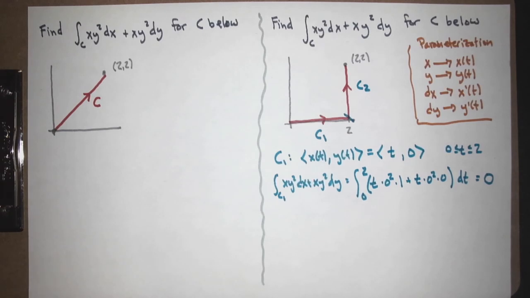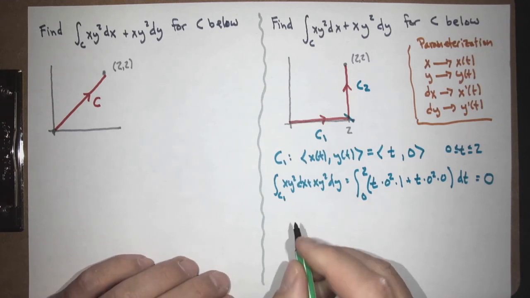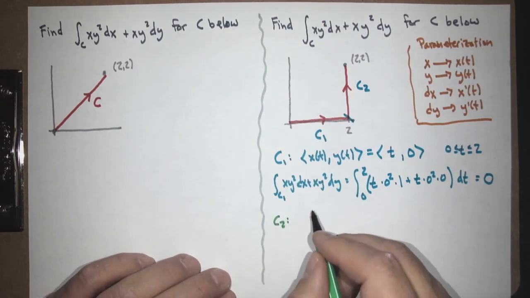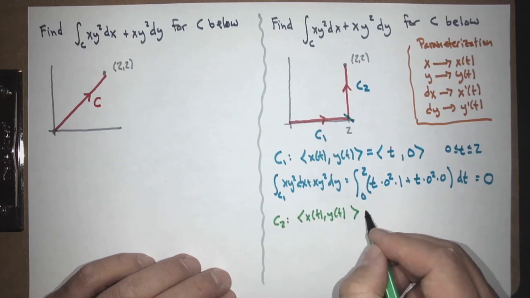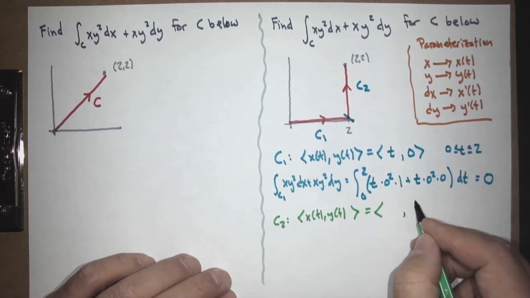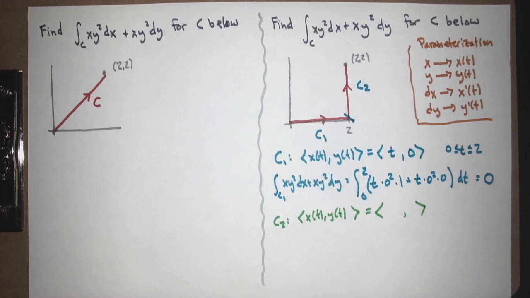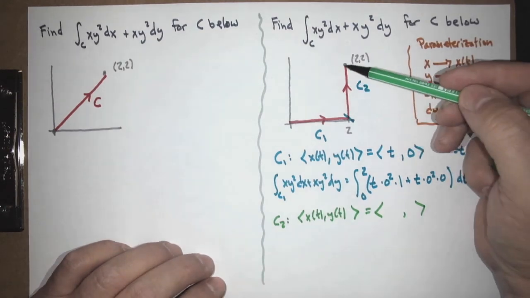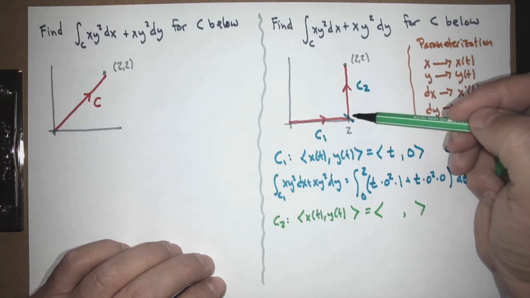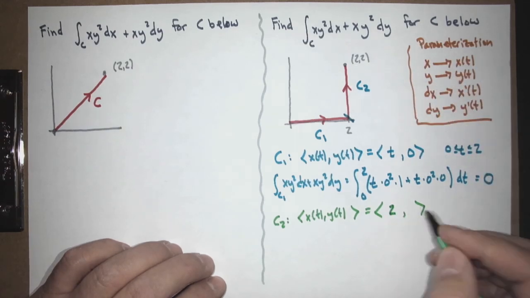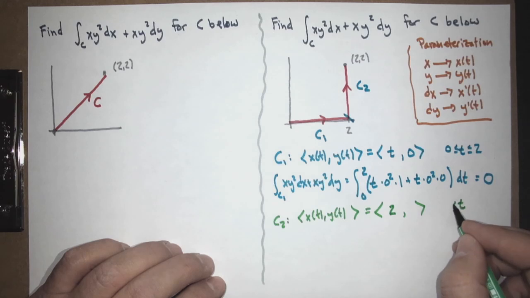All right. But that's only half of the story. We have the other half. All right. So now we'll do C2. So we have x of t, y of t equal to, all right, what's true along C2? X is a constant. What constant is it? 2.